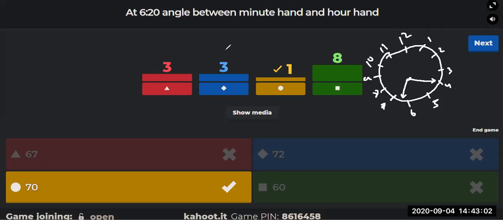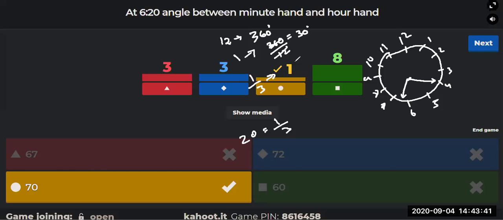Now, we know that in 12 hours the hour hand will make 360 degrees. So in 1 hour, it will make 360 by 12, which is 30 degrees. And what is 20 minutes? 20 minutes is equal to 1 by 3 hour. So in 1 by 3 hour, it will make 10 degrees. Between 6 and 4 it is 60 degrees, but the hour hand moves 10 degrees more, so it will be 70 degrees. Got it, everyone? This is how you have to solve it. This is not hard, but you have to know how to solve the problem.